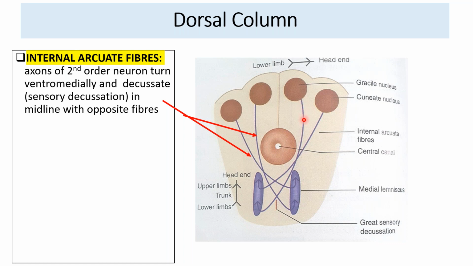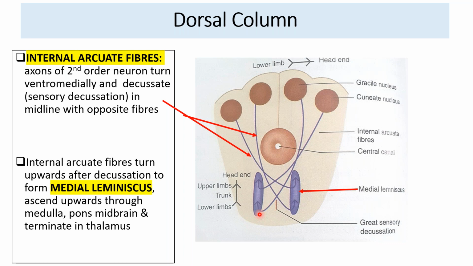The more medial fibers from the gracile nucleus will cross and arrange more anteriorly, and the cuneate ones, the lateral ones, will go more posteriorly. So now look at this representation over here. The head is represented more posteriorly and the lower limbs are represented more anteriorly in the medulla.